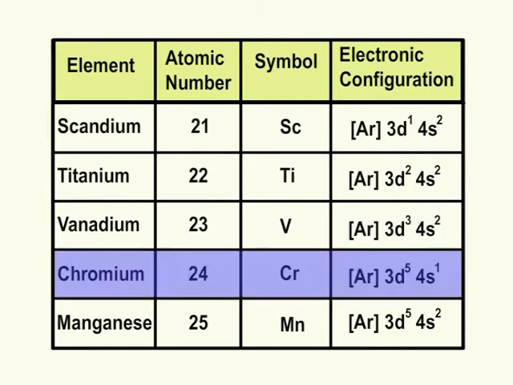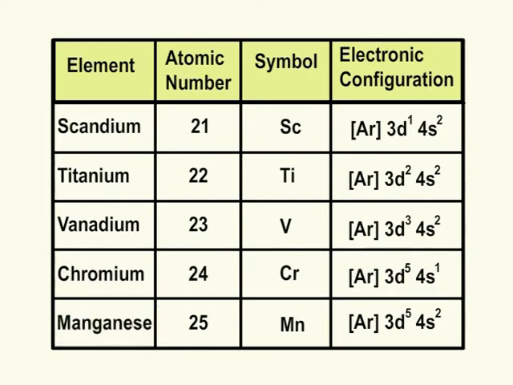Atomic number of chromium is 24. Its symbol is Cr. According to its electronic configuration, it has 1 electron in its outermost 4s orbital and 5 electrons in its penultimate 3d orbital. Its electronic configuration is exceptional.